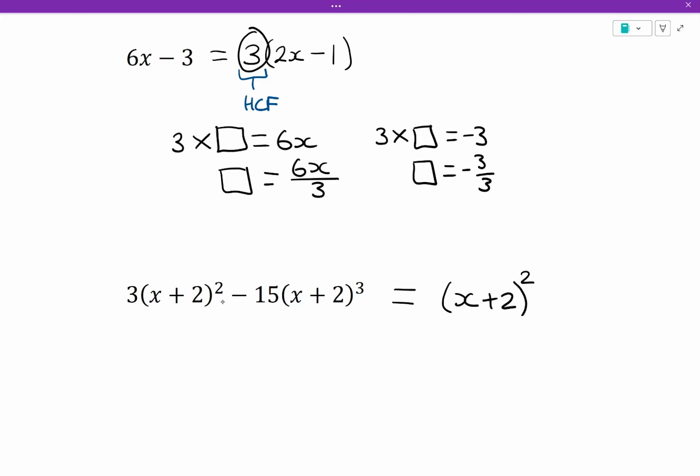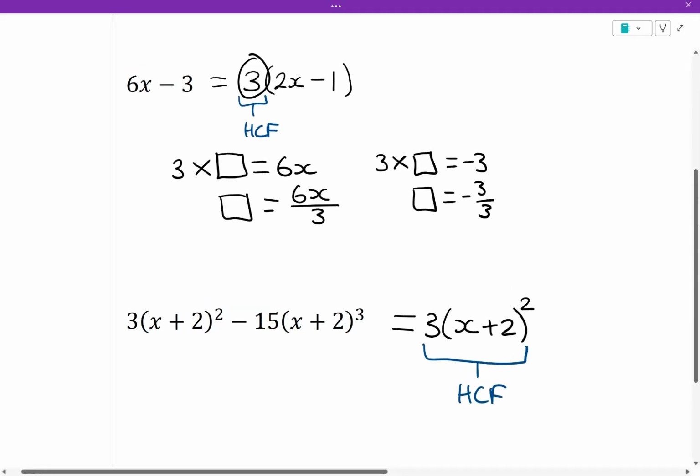There is one other thing we have to consider, and that is the numbers multiplying the bracket. We've got a 3 and a negative 15. What's the highest common factor of 3 and negative 15? Well, it's 3. So that means 3 also has to be multiplying into our highest common factor. I'm going to write it at the front. I've now successfully figured out what my highest common factor is, and I'm going to indicate once again that this is my highest common factor. Relating it back to the previous question, this is essentially the equivalent of the 3. It just looks a little bit more complicated.